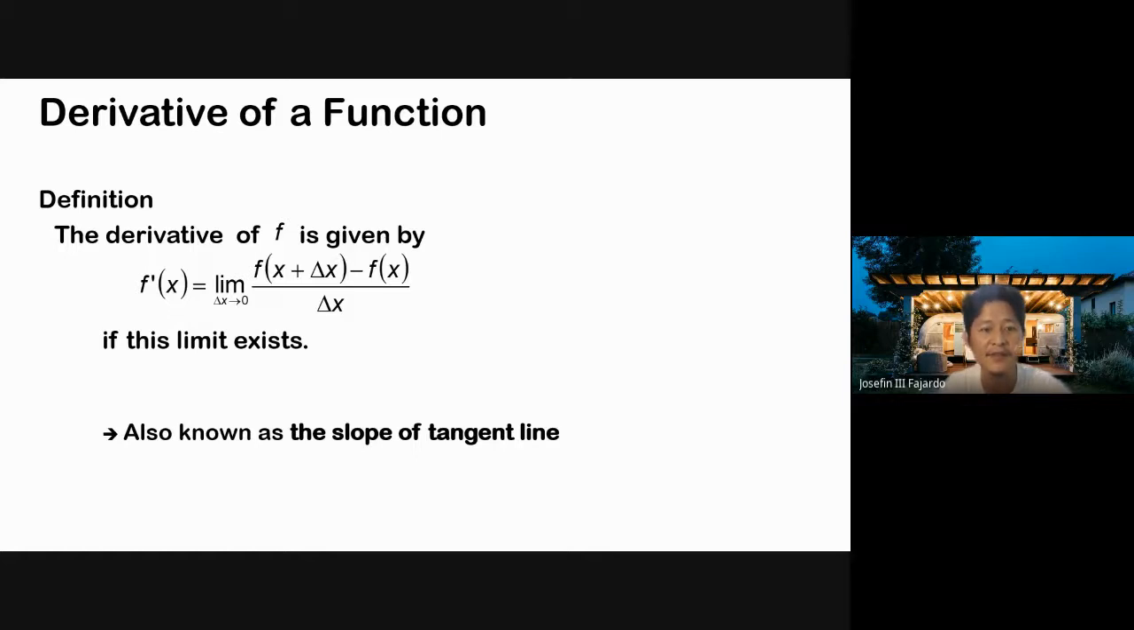Okay, so let us now have, for example, very simple. Kunwari, f of x natin ay x squared plus 3, for example. Okay. So in your module, simple yung ating example doon, but let's have this. So f of x is equal to x squared plus 3.